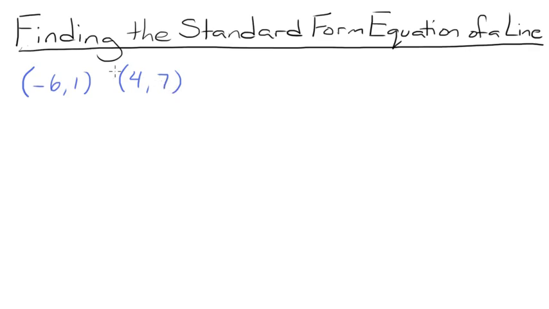First, find the slope of the line. Remember, the slope formula is m equals y2 minus y1 over x2 minus x1. If we plug in our 2 points and simplify, we'll get y2 minus y1 is 7 minus 1 over x2 minus x1 is 4 minus -6.